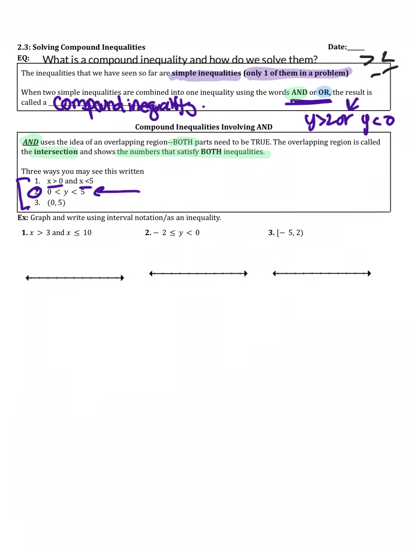The last way we could see this written is using interval notation, and you might see it described as x is in the interval from 0 to 5, which ties back to an earlier lesson on interval notation. This is the interval from 0 to 5. Notice that there are parentheses, meaning that neither 0 nor 5 is included. So a number between 0 and 5, not including 0, not including 5.